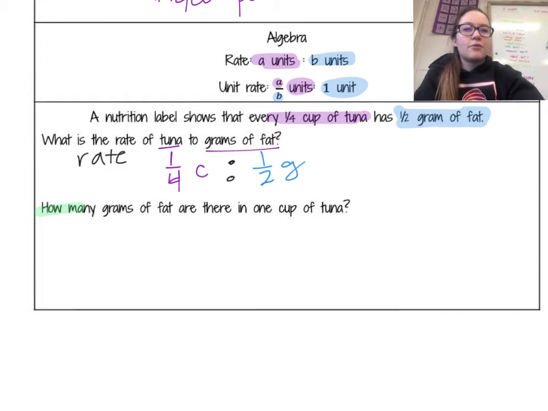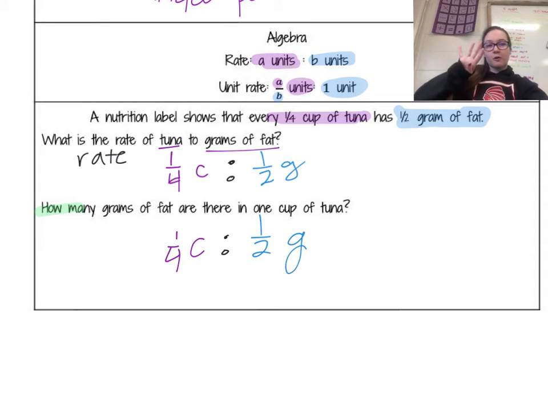So I want to have 1 on that side. Okay. So I know that it takes 4/4 to make 1 whole. Okay. So to go from 1/4 cup to 1 whole cup, I'm going to multiply by 4.